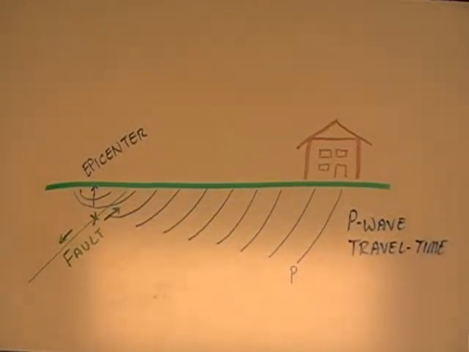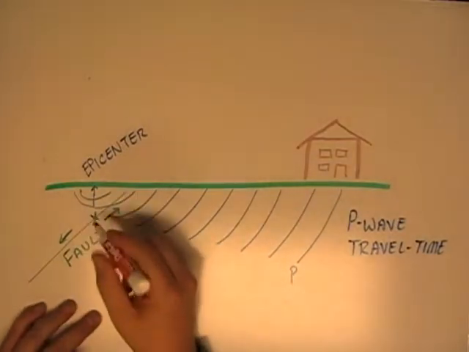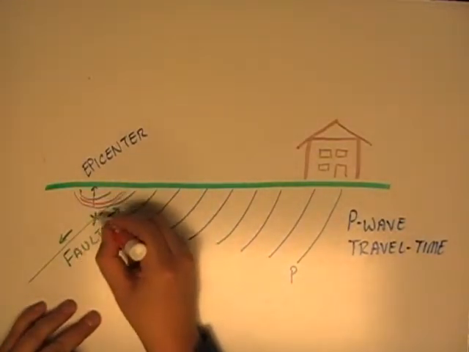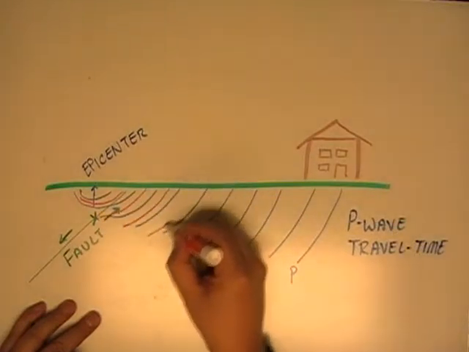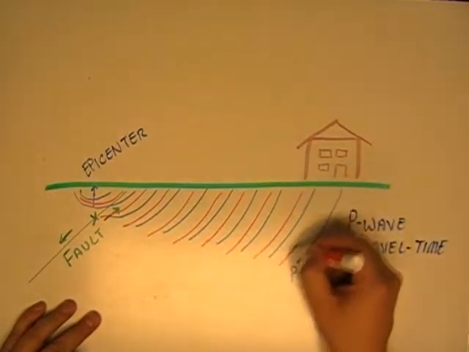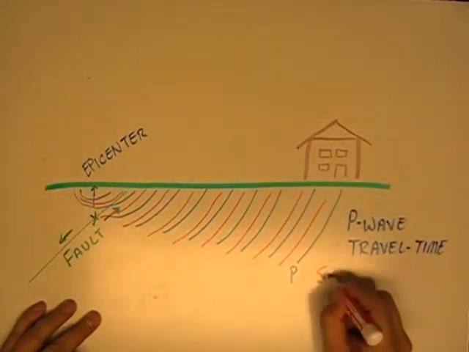The second wave that's released at the same time is the S wave. The S wave is much slower, so it takes a little bit longer, but it also spreads out. It comes after the P wave, and so arrives a little bit later. And so then we get the S wave travel time.